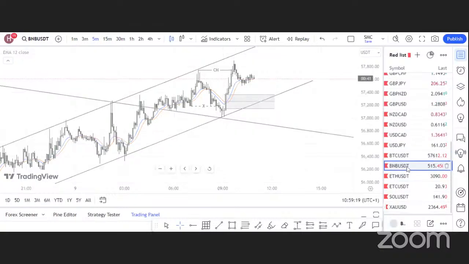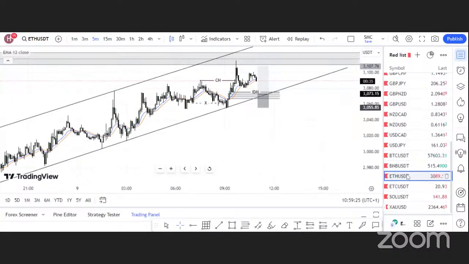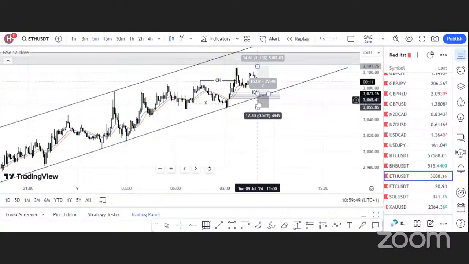I think we had an analysis on, okay, no, not BNB USDT. We have one on Ethereum. Okay, so Ethereum is already approaching our point of interest. So guys, you can keep an eye on Ethereum USDT. Once the market gets to our point of interest and makes a reversal candle, maybe a rejection candle or a bullish engulfing candle, then you can go ahead and open a buy position.